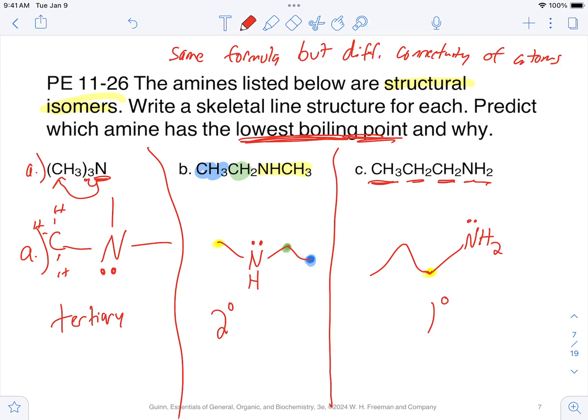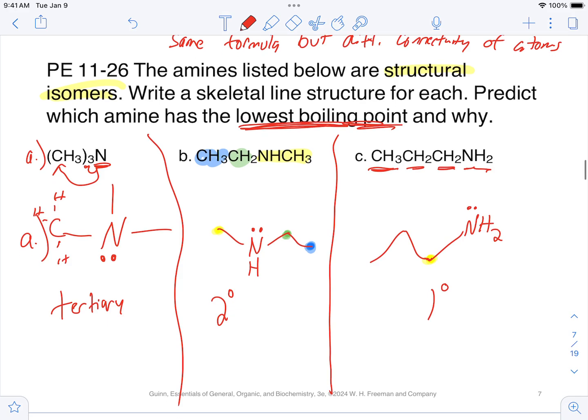Now, predict which amine has the lowest boiling point. Well, remember, primary and secondary have hydrogen bonding, so that makes them have a higher boiling point. It takes more energy to break that intermolecular force.